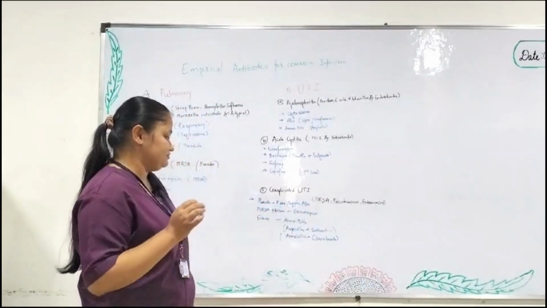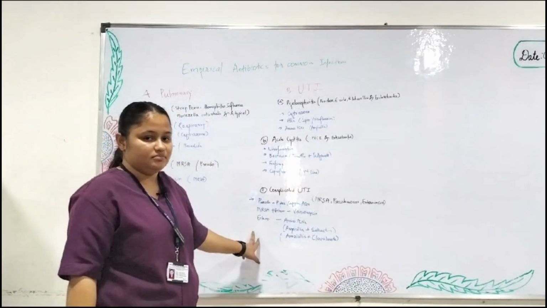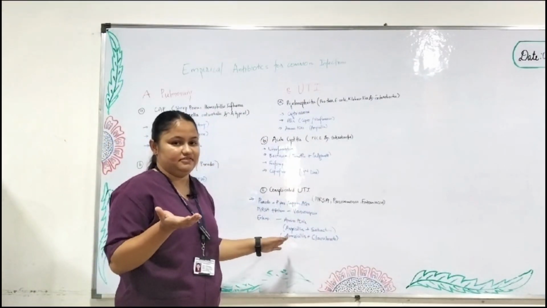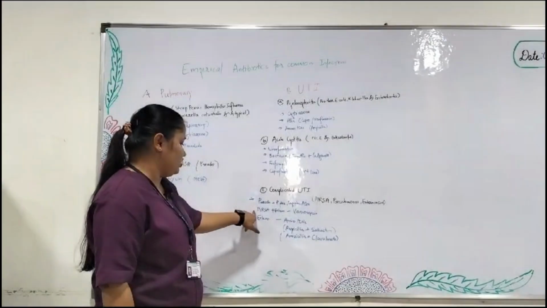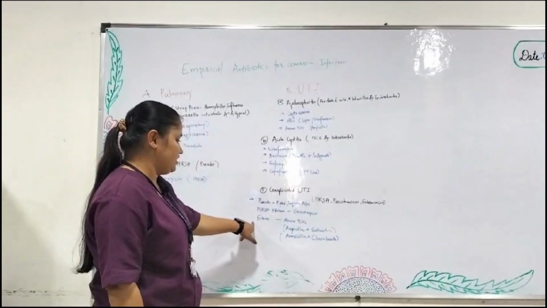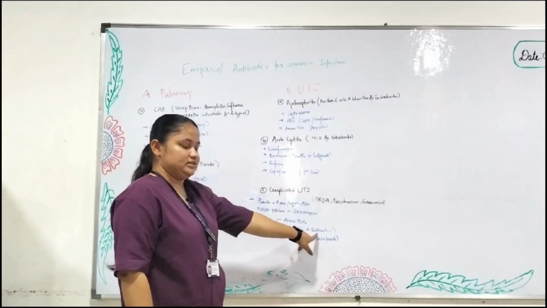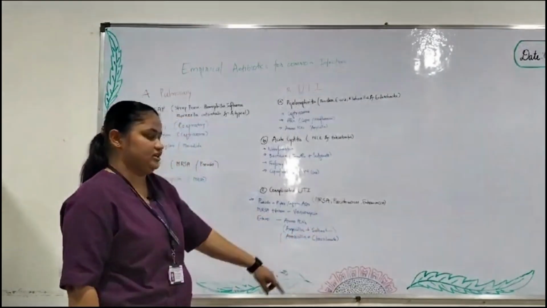Aminoglycosides are usually not used because of their adverse effects. To cover MRSA and enterococcus, we have vancomycin, and to cover enterococcus species, we have aminopenicillins, which include ampicillin and sulbactam, and amoxicillin clavulanate.